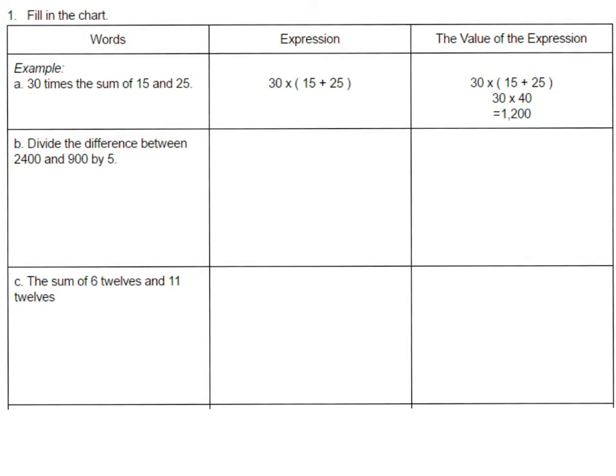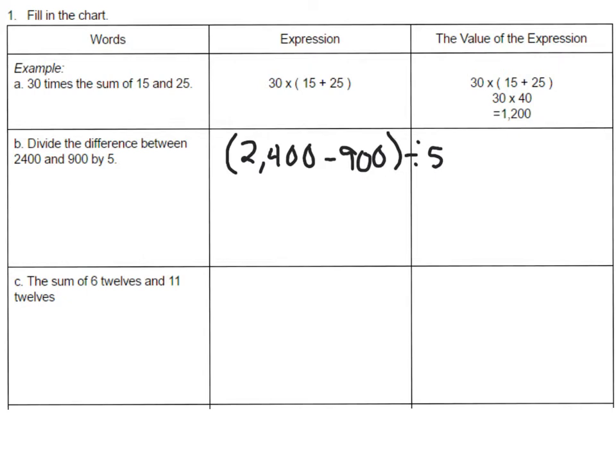Now let's look at problem B. It says divide the difference between 2,400 and 900 by 5. So I know where it says the difference between, I'm going to have to put that in parentheses. So I'm going to say 2,400 minus 900, and then I'm going to divide it by 5. And my writing is so big that it's not in the box, and it really should be.